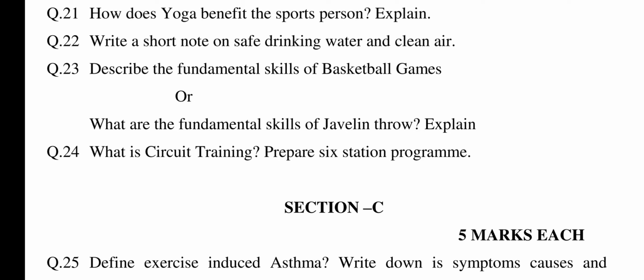Question number 22. Write a short note on safe drinking water and clean air. This question is related to chapter number 5, Sports and Environment. The answer may be, safe drinking water and clean air are the essential elements of a positive environment. Safe drinking water. To imagine life without water is impossible. The use of boiled water is quite safe for drinking purposes.